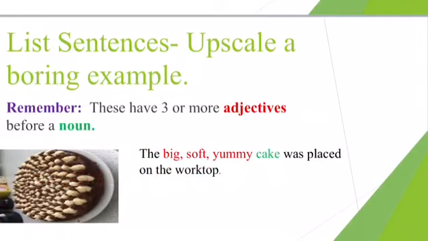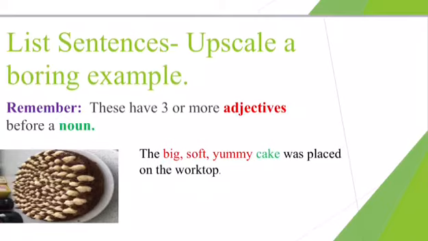Now, you'll note the sentence we're going to be upscaling is all to do with the cake that I had in my example, so my product from earlier on in the week. And in this example, it says the big, soft, yummy cake was placed on the worktop. So the words big, soft, and yummy are our adjectives in this sentence as they are describing the cake. Now, as you'll see, the adjectives are coloured red and the noun is coloured green. But I think this sentence can be made more interesting. I think each one of those adjectives can be made more creative and made more compelling for readers to look at. So if you are looking to upscale it, you have 2 options.